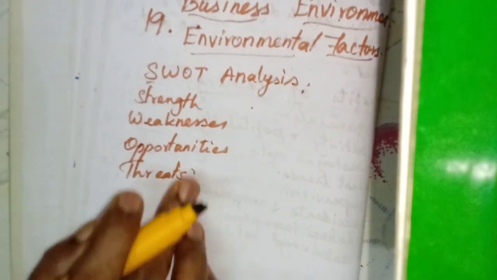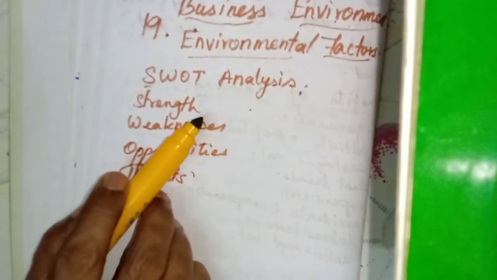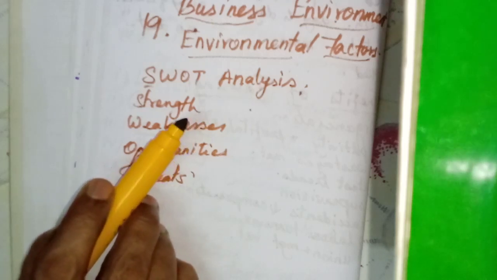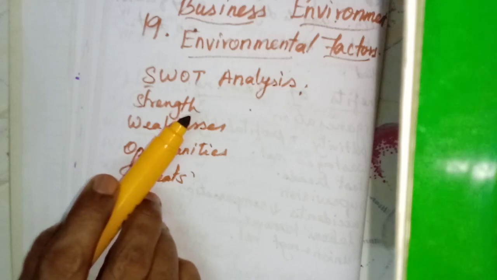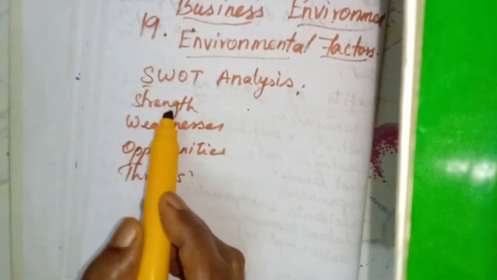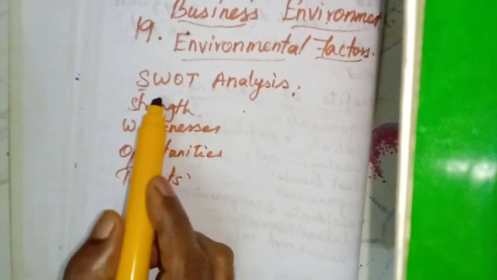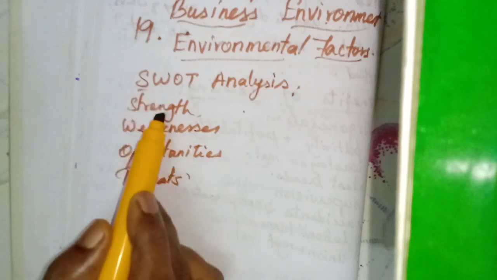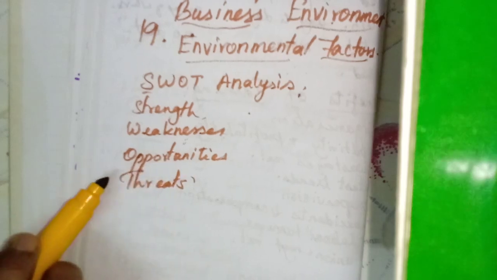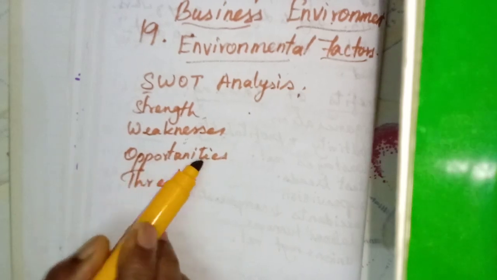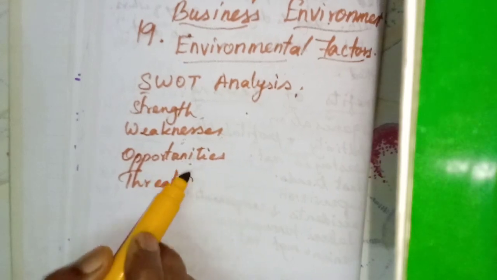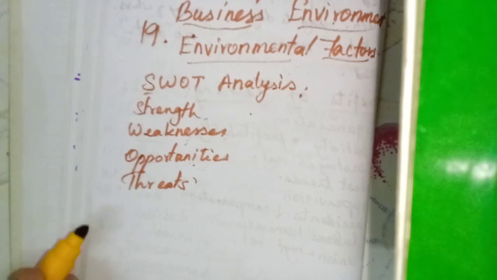They have to analyze before taking a proper decision or planning for the organization. They have to analyze all these points. That is called SWOT analysis. They have to analyze the strength of the organization. Once they analyze strength, the opposite side of the strength is weaknesses. That also must be analyzed. Then what are the opportunities they have? Once they analyze the opportunities, they have to analyze the opposite side of the opportunities, that is called threats.